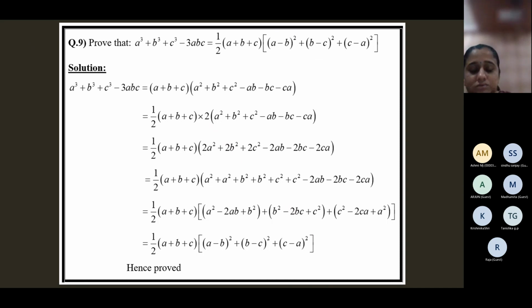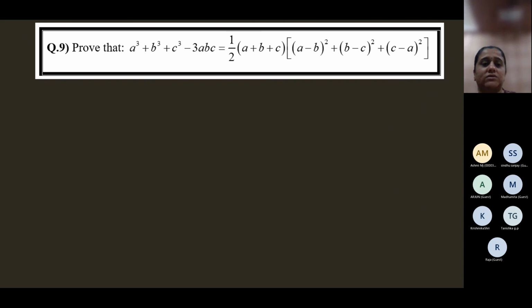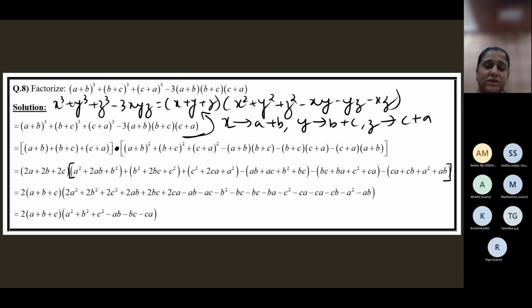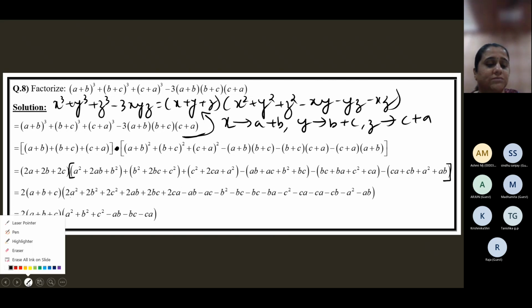9 also. This alone is explained. So please understand. Go through once again, understand, and then write on your notebook. 8 alone is explained. So go through and then write on your notebook.